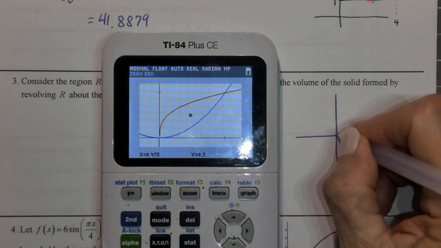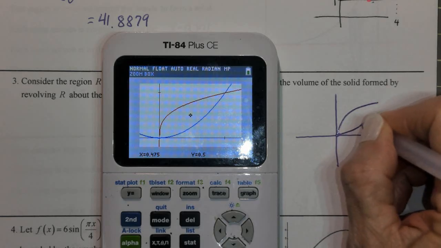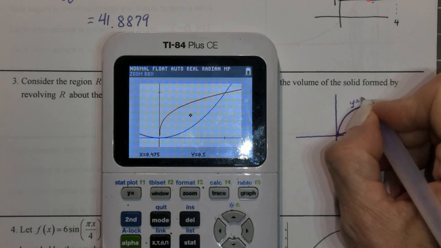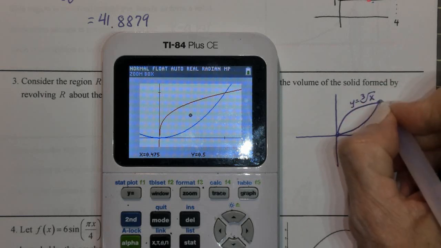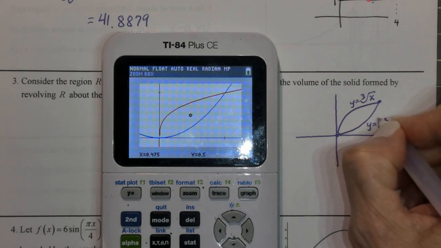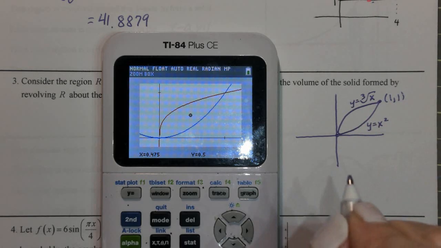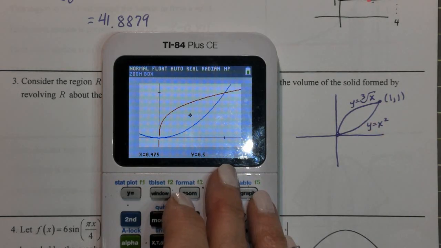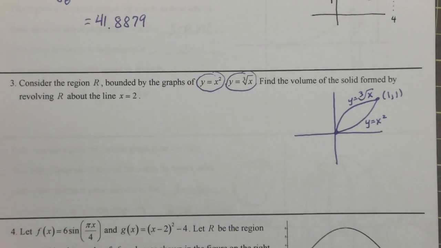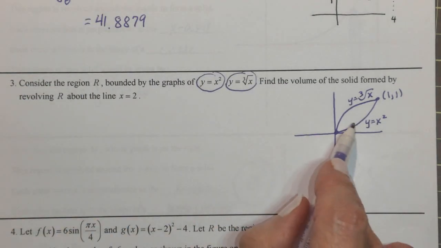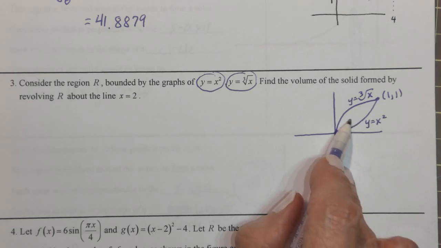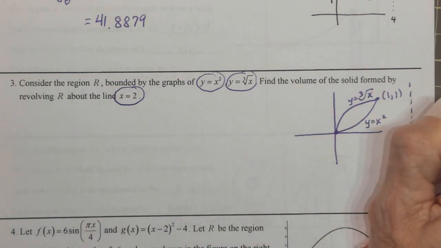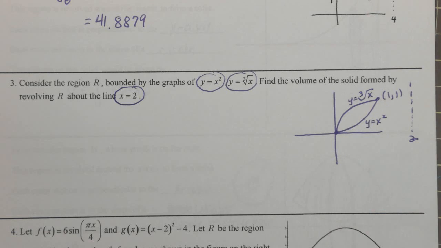So I know that we have a region that looks something like this. This is y equals x squared, and this is y equals the cube root of x. They intersect. I already know where they intersect because (1, 1) satisfies both equations, so I don't have to do second calc intersection. We're going to take that region and revolve it around x equals 2. X equals 2 is out here.